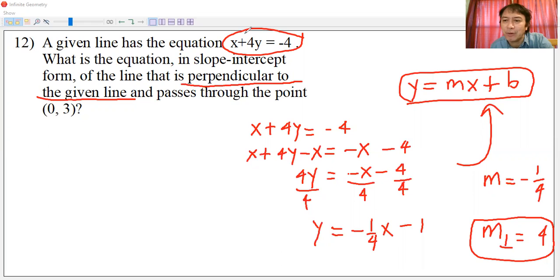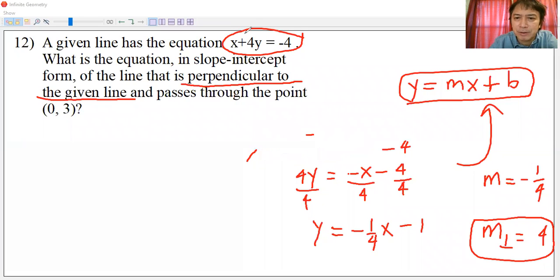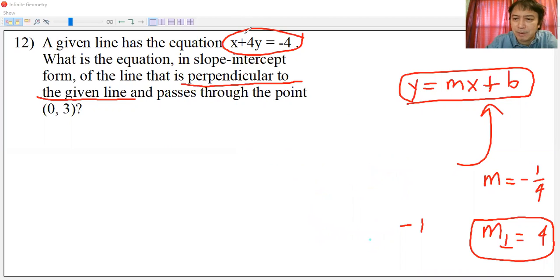We will not be needing the computation here. We will only need the slope 4 and the point 0, 3, so we shall erase some of this. We can now use the 0, 3 and the 4.